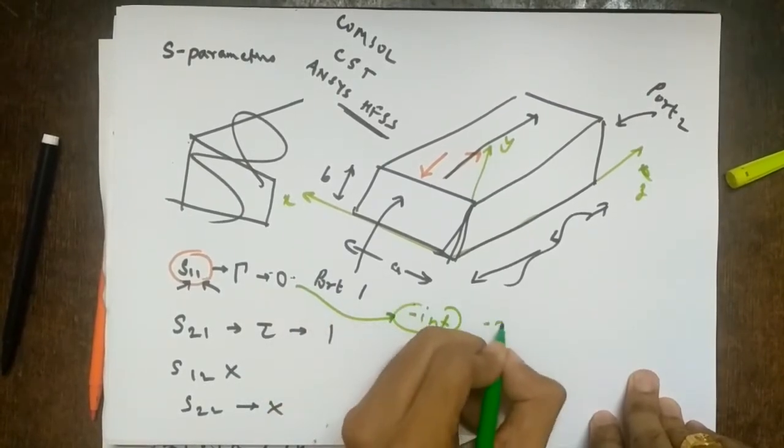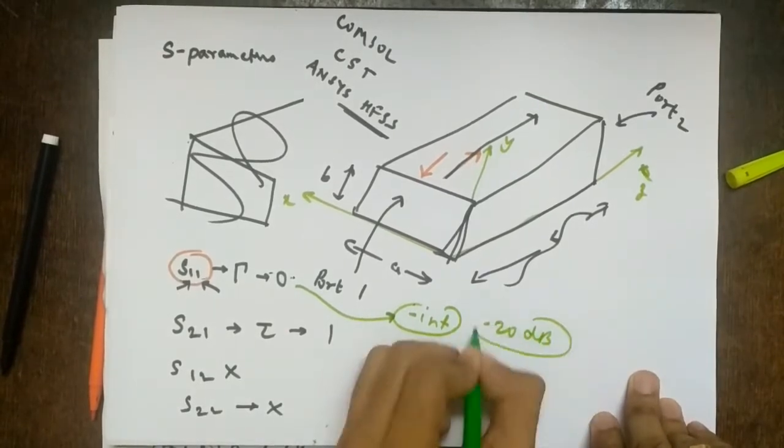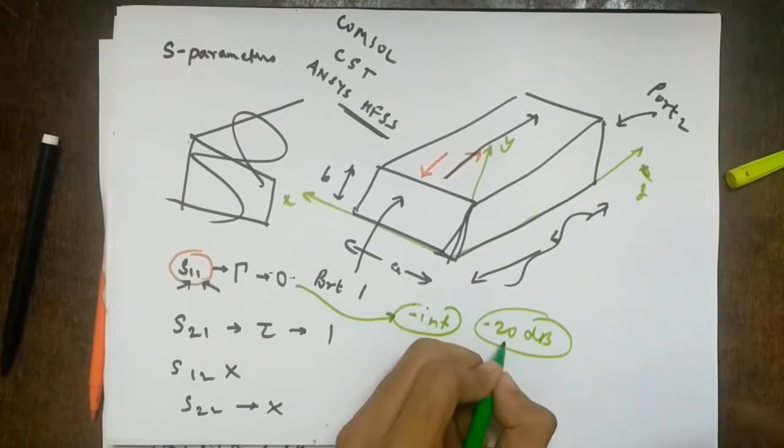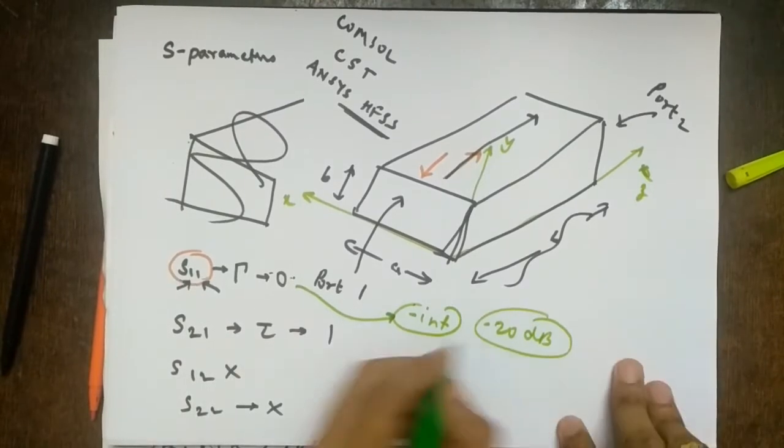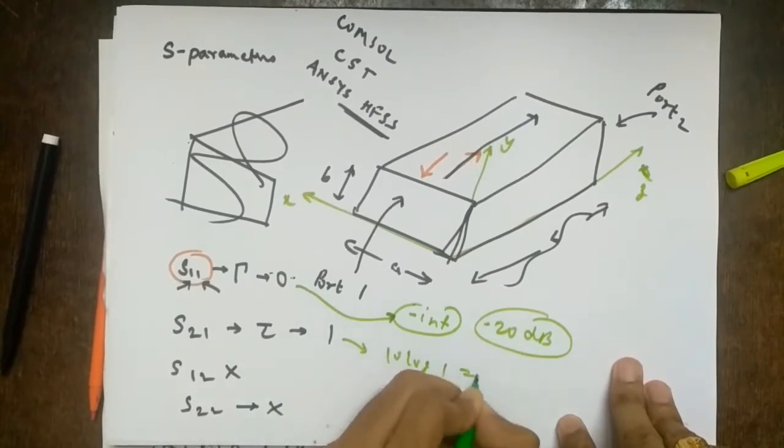But ideally we take it that it should be greater than minus 20 dB in magnitude. This is the standard norm. The more it is below minus 20, the better, right? And then if you take 10 log of 1, it is what? 0, right?